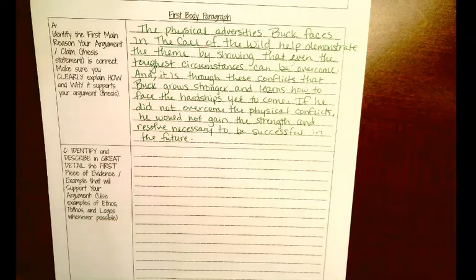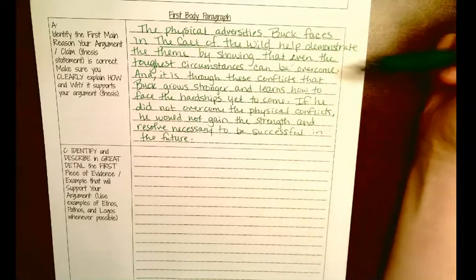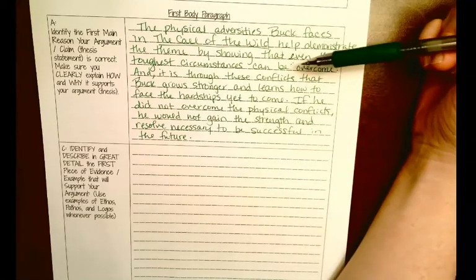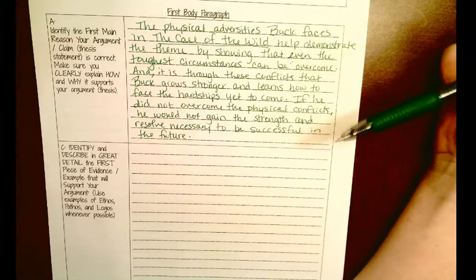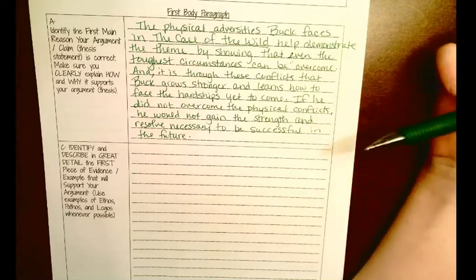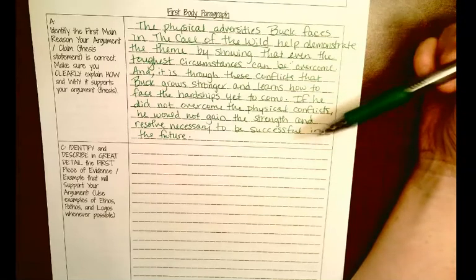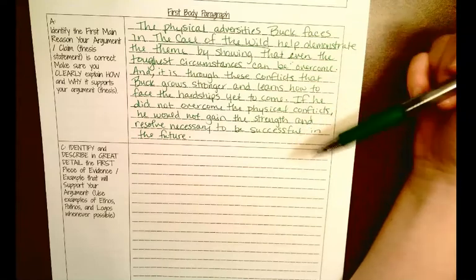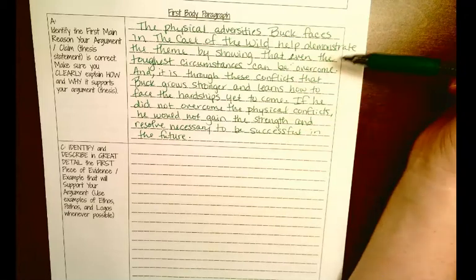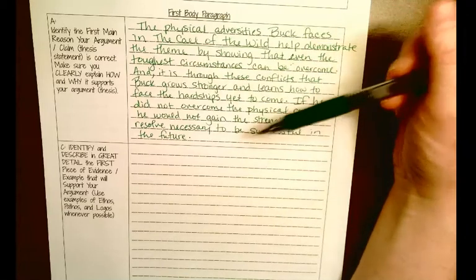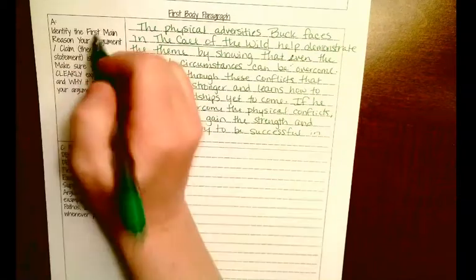Okay, I'm not 100% happy with this, but I'm going to kind of explain what I did there. So again, I didn't say my first main point is that Buck faces physical adversities. That's the topic of the point, but the actual point is that he needs to face those physical adversities and he needs to overcome them so that he can be successful. So I need to explain that. I could have said it that plainly, but I've said this before. I'm kind of wordy and this is what I got. So that's me putting in the first main point.